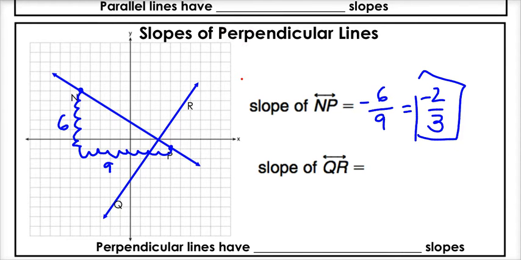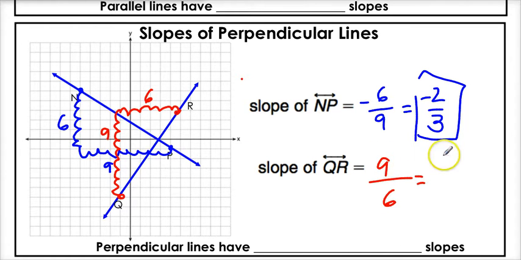Let's look at QR. Okay? So we have a point here, we have a point here. Well, we go up 1, 2, 3, 4, 5, 6, 7, 8, 9. And then over 1, 2, 3, 4, 5, 6. So this time we go up 9 and over 6. So this one's positive, right? Because if one's going down, the other one should be going up in a perpendicular line. And our numbers switched around. It's up 9 over 6. So our slope here is positive 3 over 2.